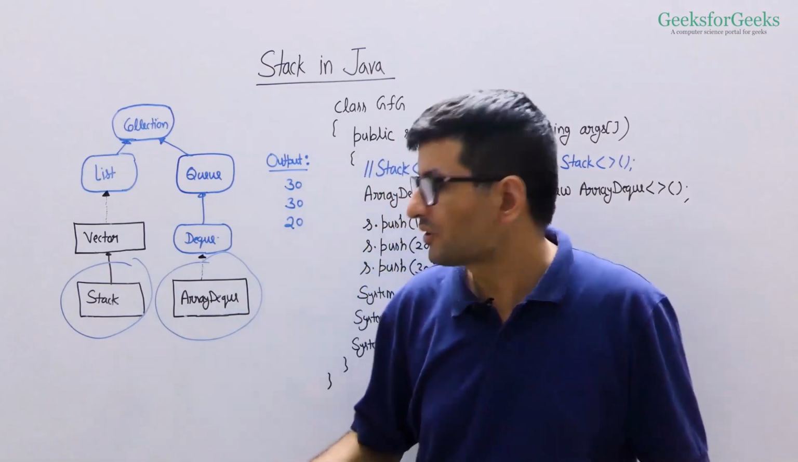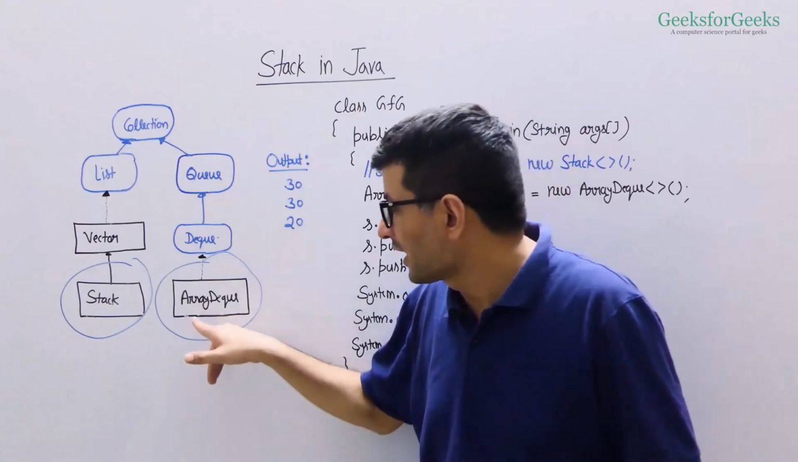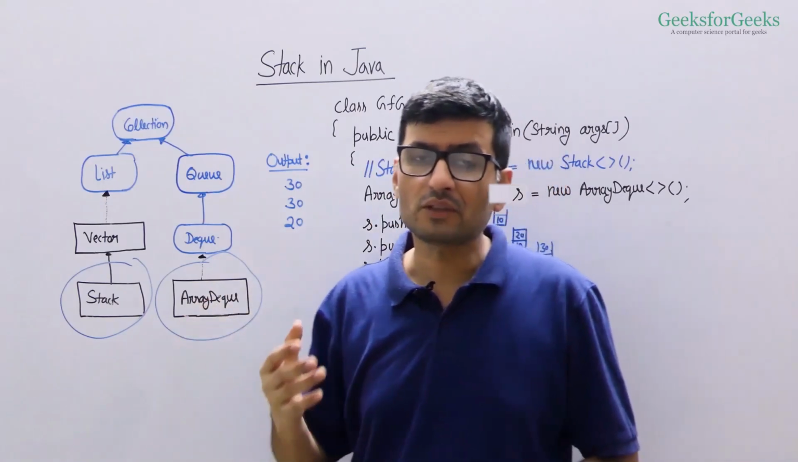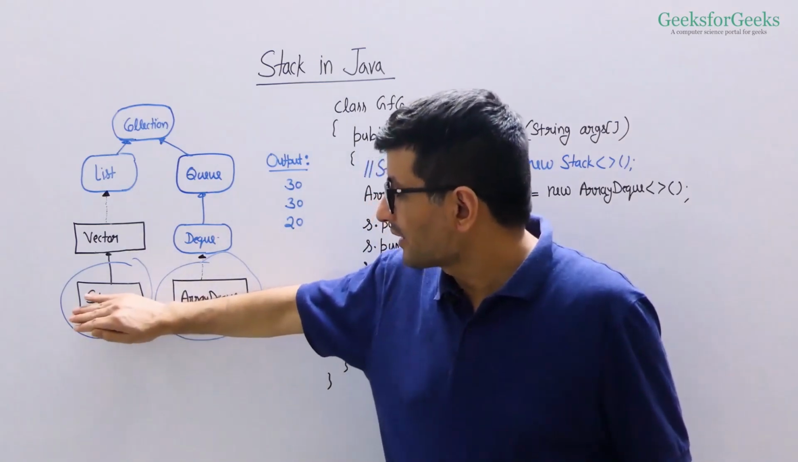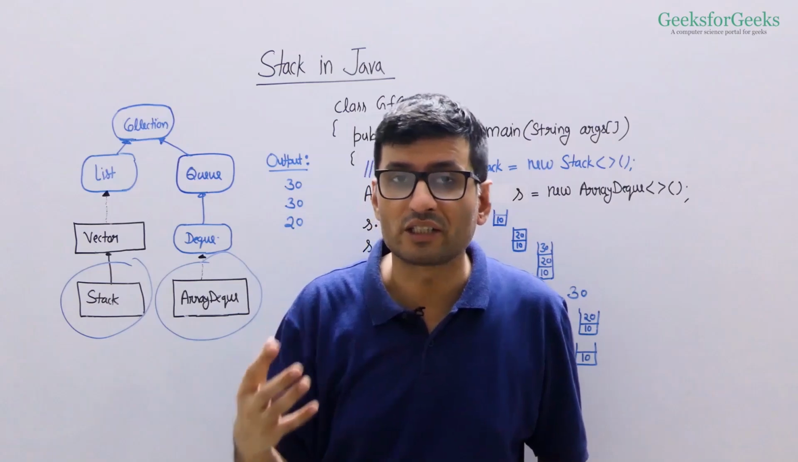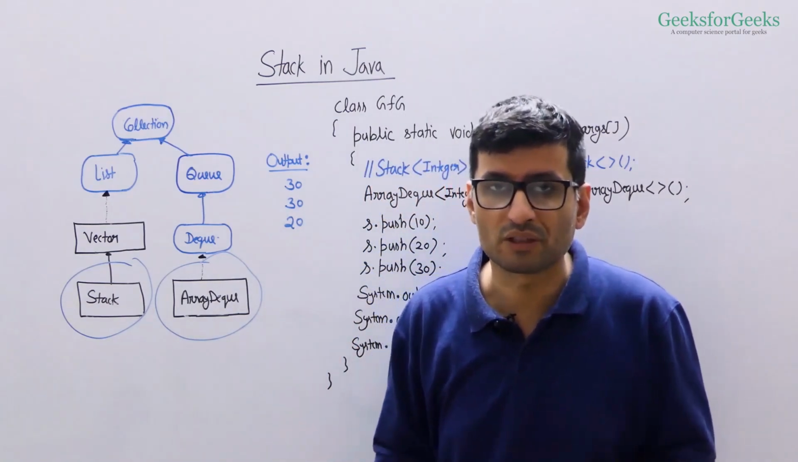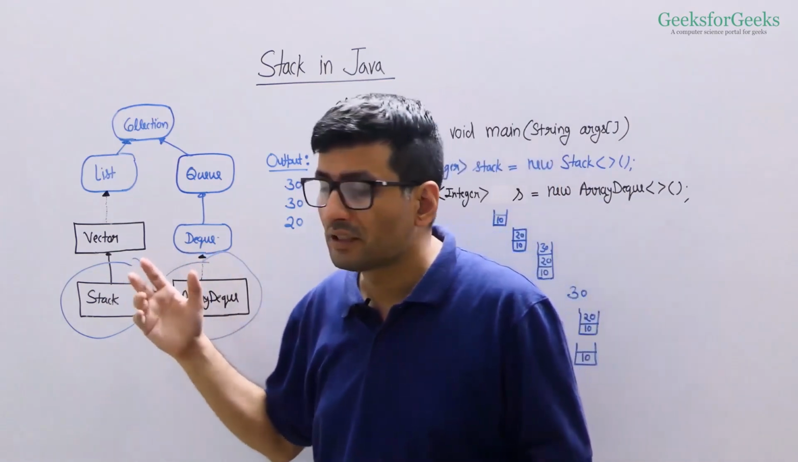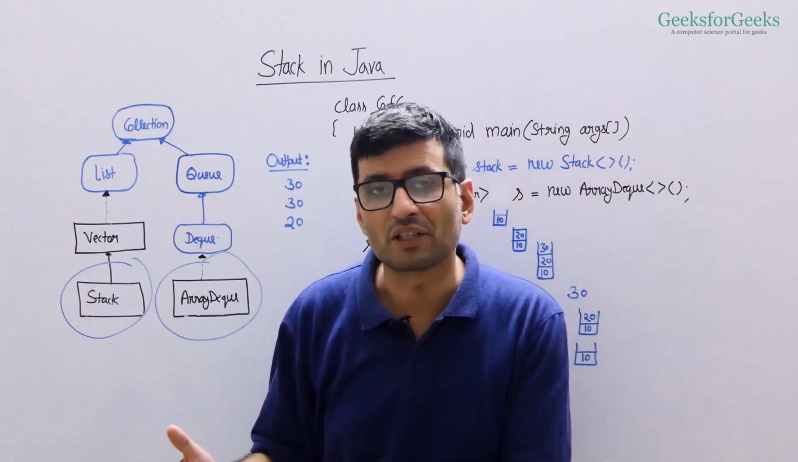Now the question arises, which one of these two should be used? The answer is ArrayDeque, especially in a single threaded environment. The Stack class inherits from the Vector class, and Vector is a thread safe class. Also, it is a legacy class. It was there before the collections framework. This Vector class has functionalities to ensure thread safety in its functions.